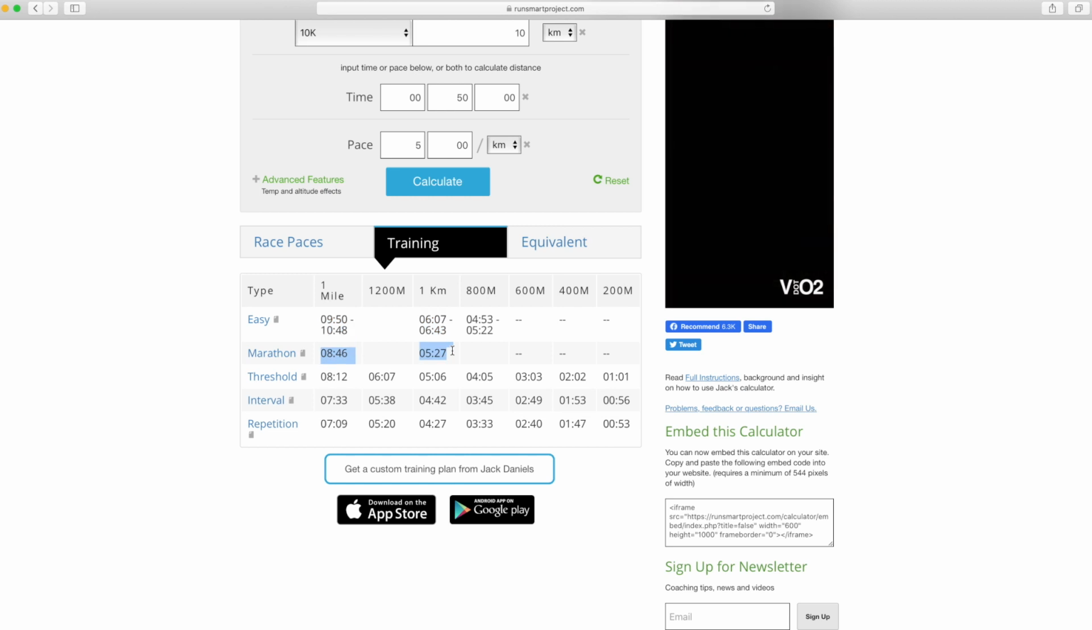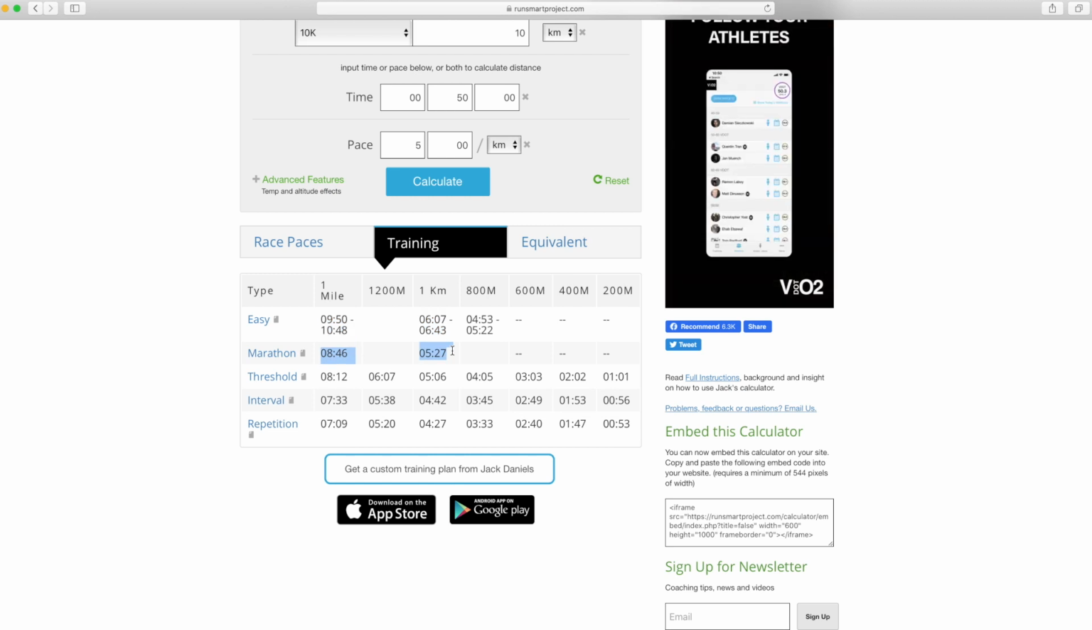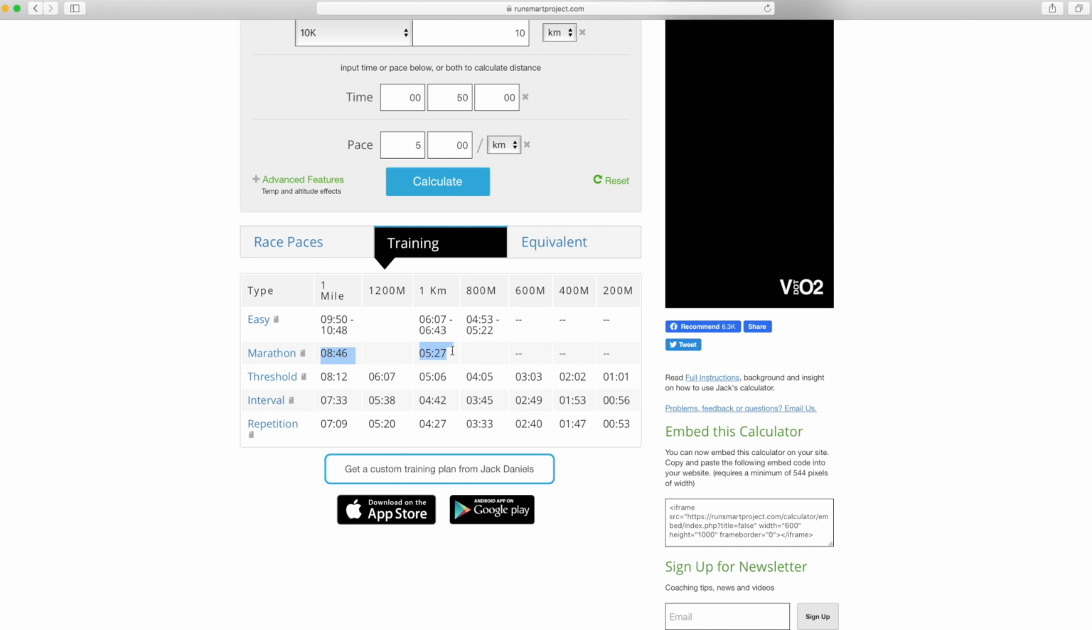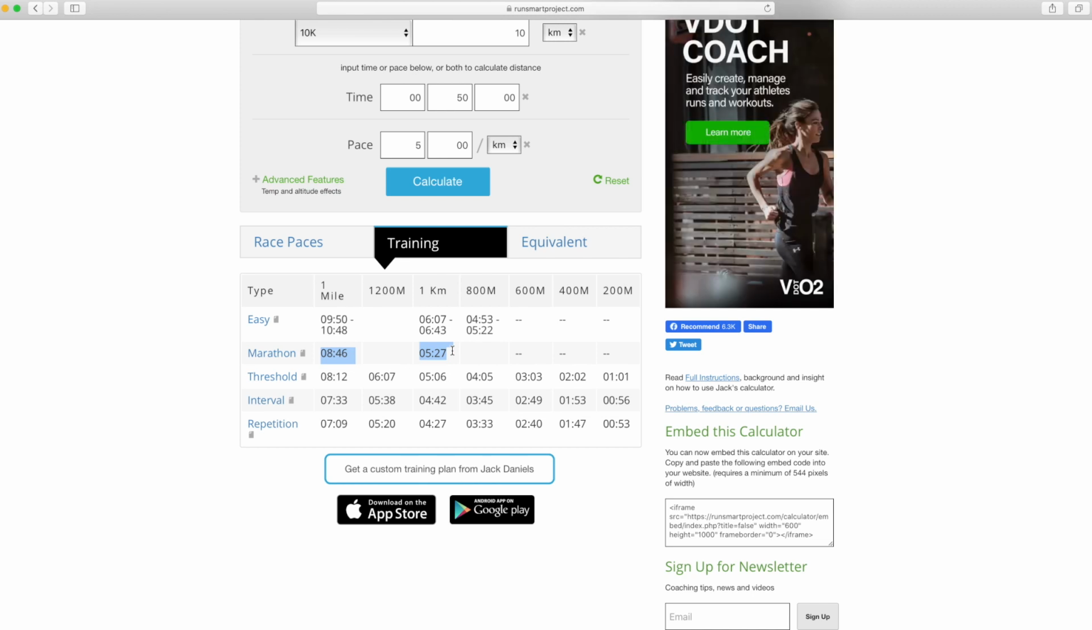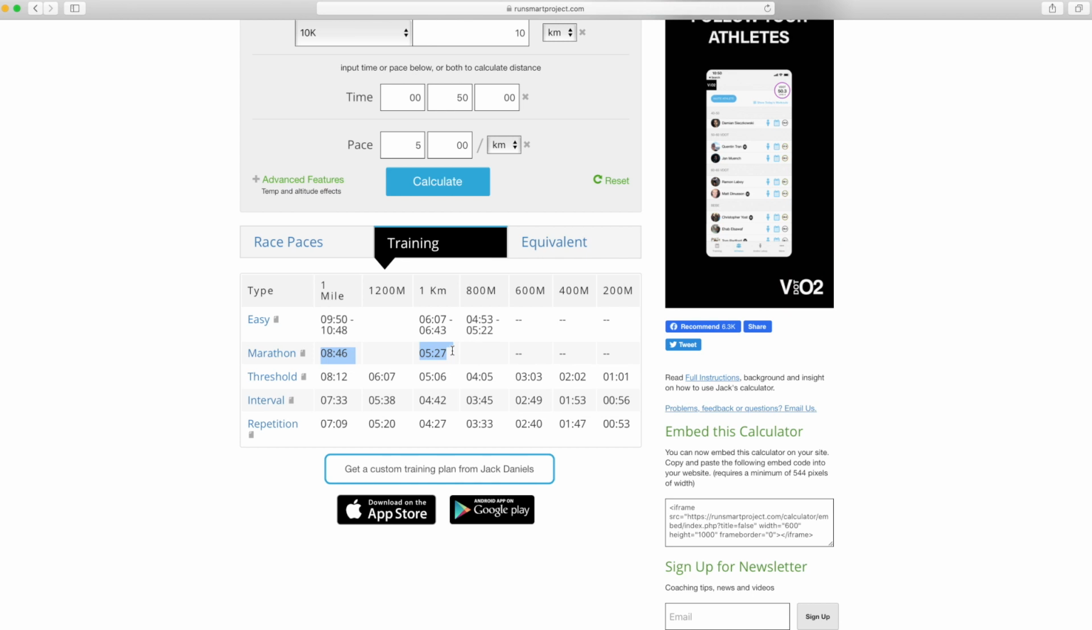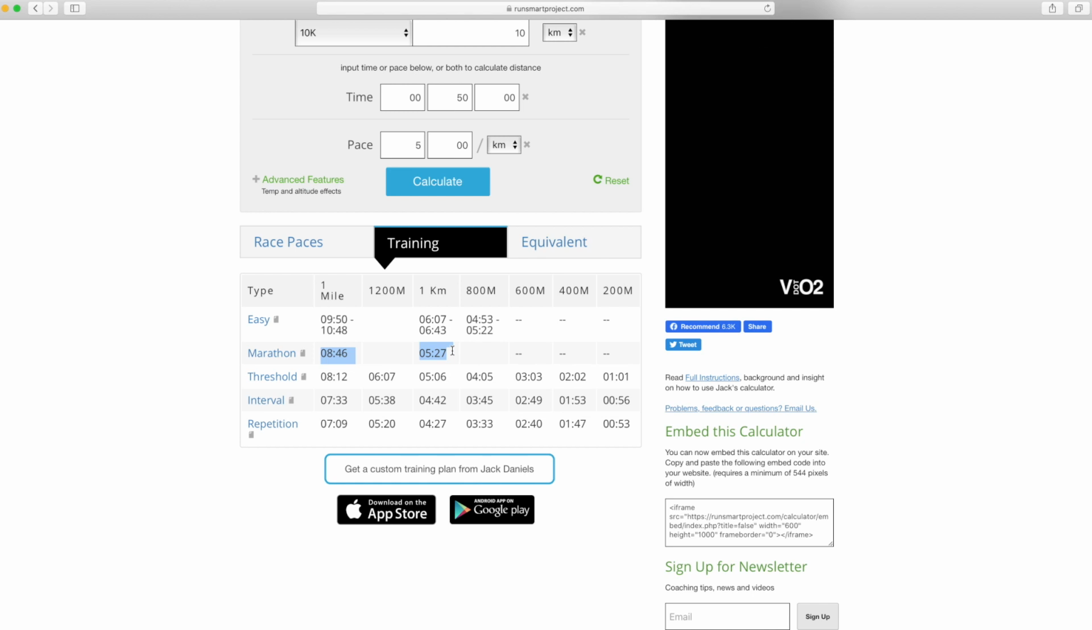Marathon pace. An estimation of your marathon race pace if properly trained for the distance. The gap between marathon and easy pace is what you should avoid. You should be either running in the easy pace range or at or faster than marathon pace. In between is referred to as the mushy middle, minimal training benefit. I'll make another video about that.